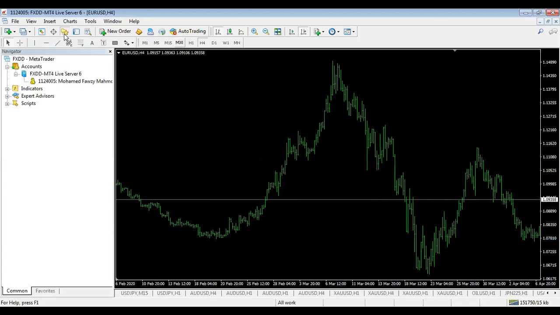And here, this is showing me my accounts. This one here, the star, is the navigator. It shows me the accounts, the indicators, the expert advisors, and the scripts. This we will explain later. This is, for example, my account. In your case, you will find, for example, I'm on FXDD MetaTrader 4 live server. Live server means I have a real account, not demo. In your case, you will find, for example, a demo server, so you have a demo account, not live.